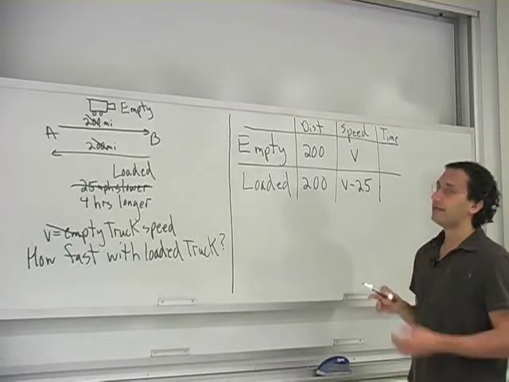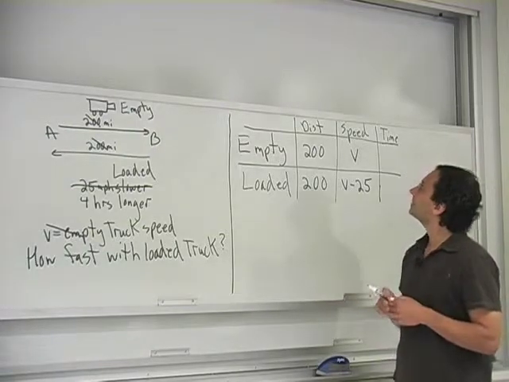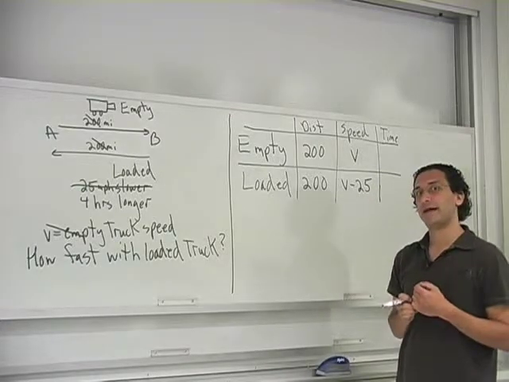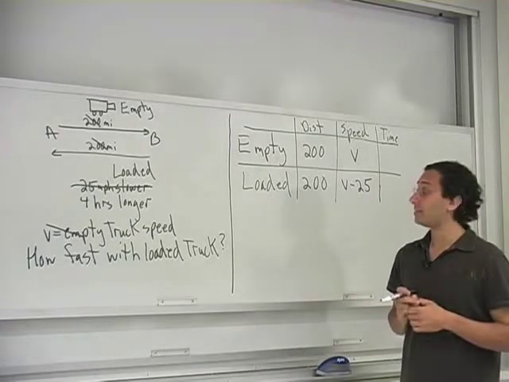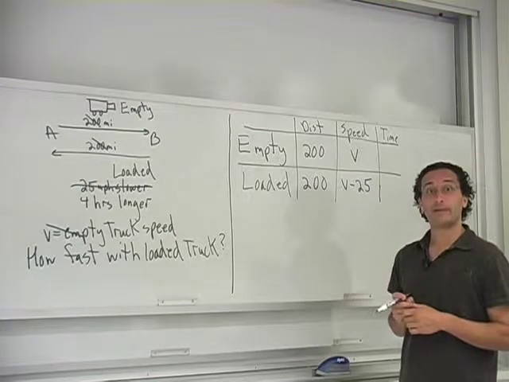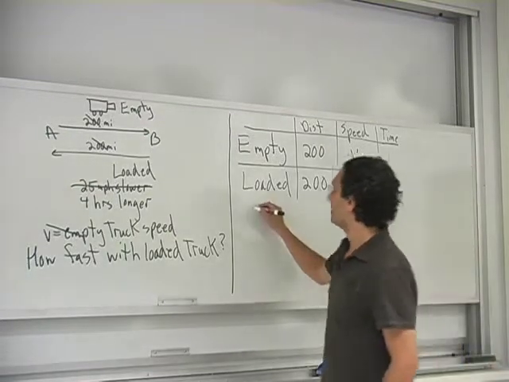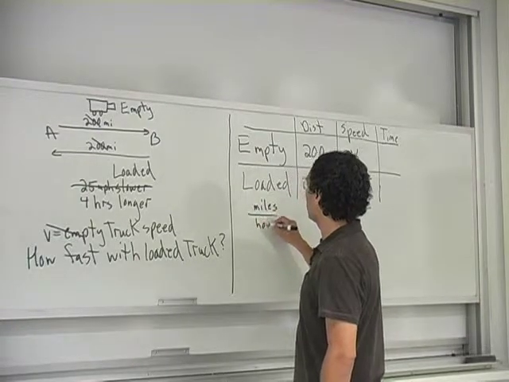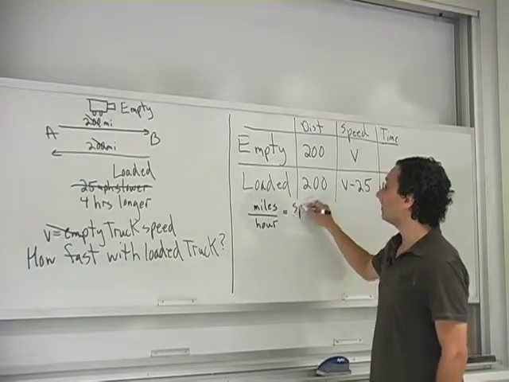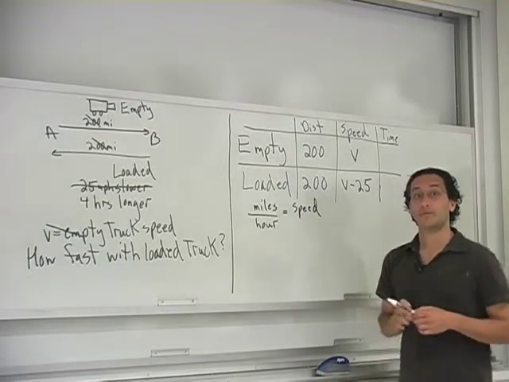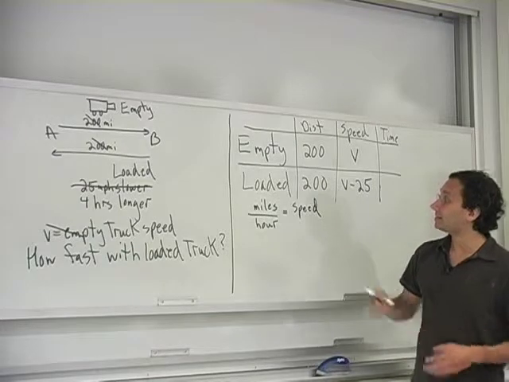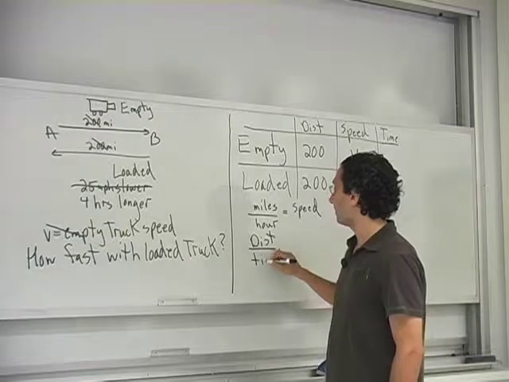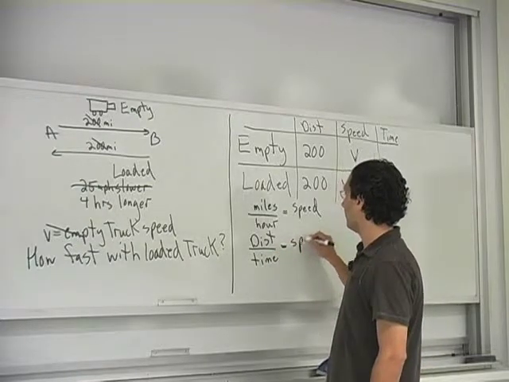So what about the time it takes? Well, this is where I have to remember the relationship between distance, speed, and time. And I never memorize that because I do something every day that helps me to remember it. I drive a car. I go miles per hour, and that's my speed. So why does that help me here? Because this tells me that distance over time must be speed.